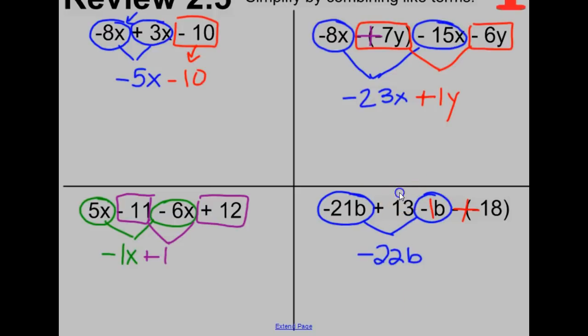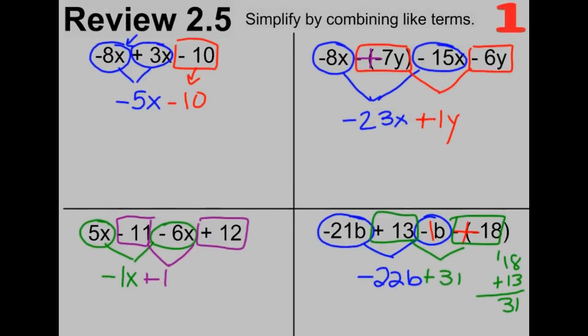And then we have a positive 13 and a positive 18. Add them up. If you need to write things out at any time, feel free. That gives us 11 and 3, so 31. So plus 31 when we combine those two. If you have questions on combining like terms, please make sure you ask.